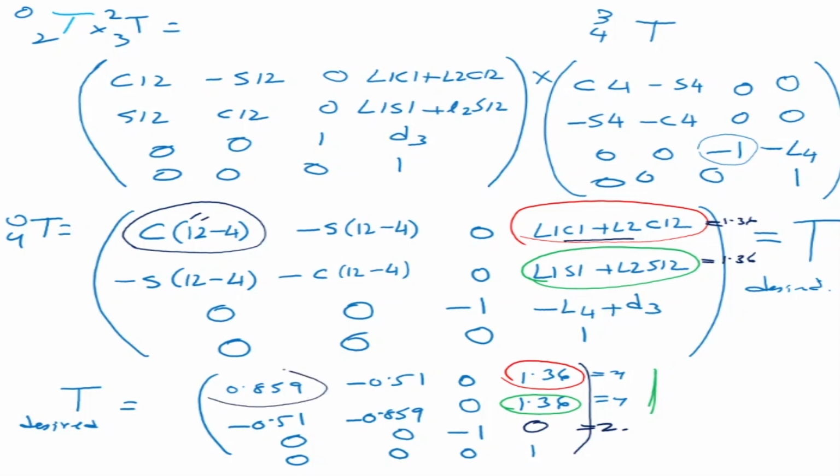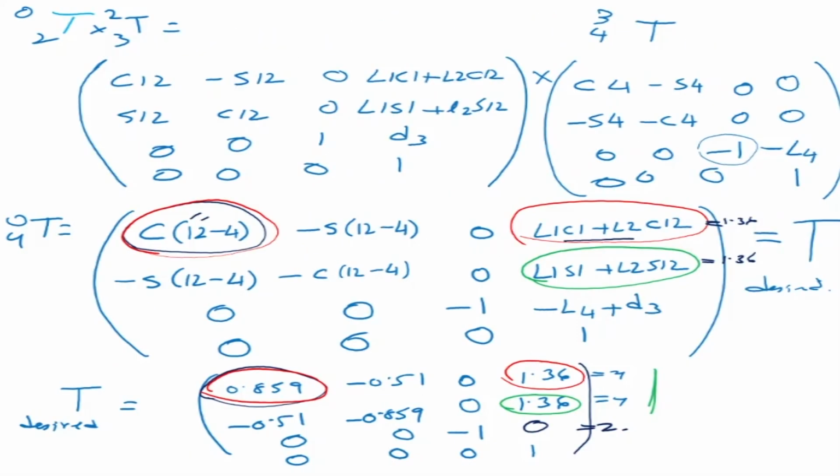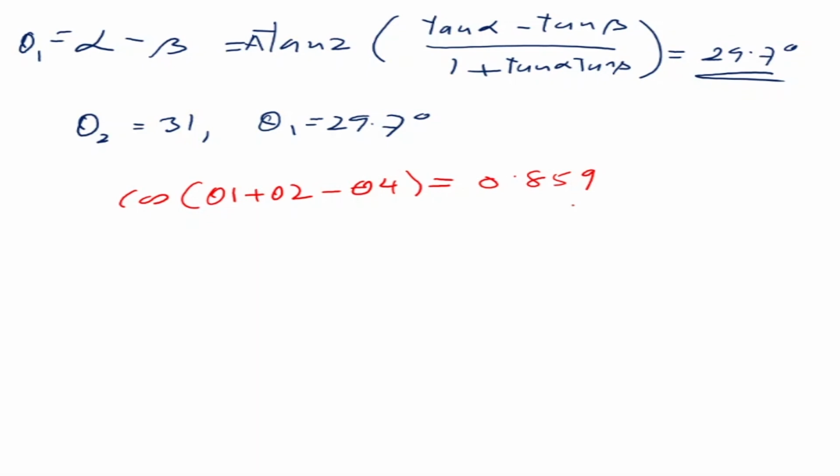So you equate this to this. Let's equate this term to this side, left hand side and right hand side. What do we get? We get cos of theta 1 plus theta 2 minus theta 4 is equal to, how much was it? So theta 1 plus theta 2 minus theta 4 is equal to 0.859. If I take cos inverse of this, then theta 1 plus theta 2 minus theta 4 is equal to cos inverse of 0.859, which is 30.79. So I take 30.79 here.